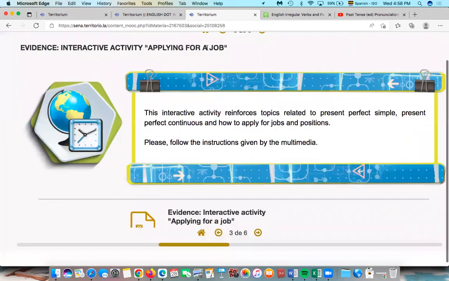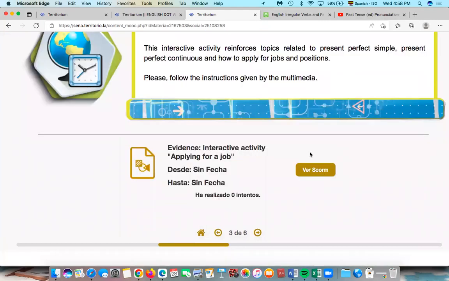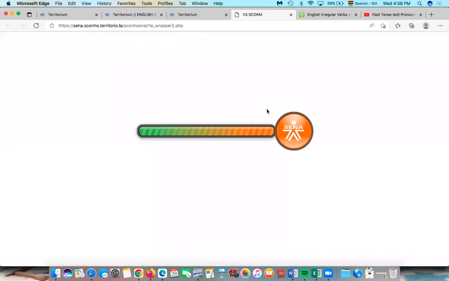And then we have interactive activities that are applying for a job. This is the SCORM, okay? You have to do it online. How have you done with, or how has it been working on these interactive activities?